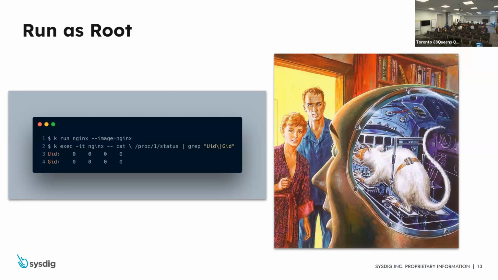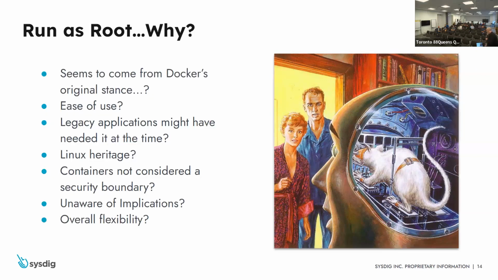Why can you run as root by default? I don't know. It's a good question. Some of it may come from Docker, right? I actually have questions myself. Why is this the case? It seems to come from Docker's original stance. Is it just because of ease of use? Is it because somebody was like, well, legacy applications are going to have problems if we don't let them run as root, right? Where did this come from? I don't actually know.